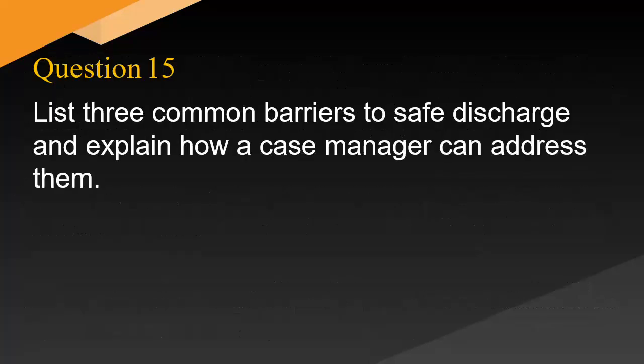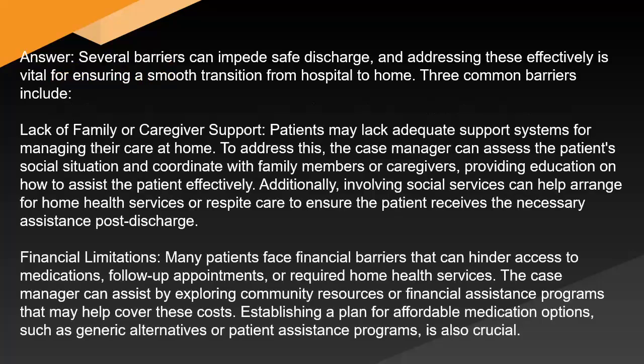List 3 common barriers to safe discharge and explain how a case manager can address them. Answer: Several barriers can impede safe discharge, and addressing these effectively is vital for ensuring a smooth transition from hospital to home. Three common barriers include lack of family or caregiver support. Patients may lack adequate support systems for managing their care at home.